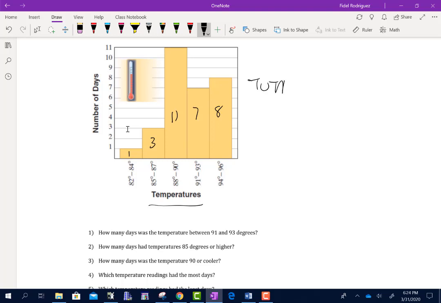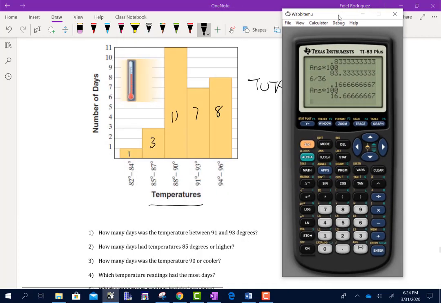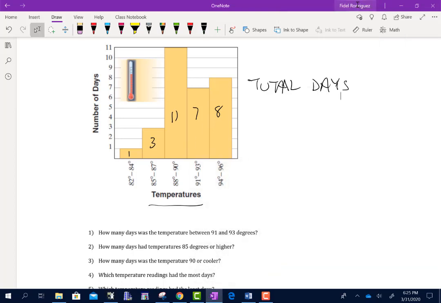So let's look for number 1, the total number of days. So I'm going to add those numbers together. I'm going to add 1 and 3 and 11 and 7 and 8. So 1 plus 3 plus 11 plus 7 plus 8. Oops, that's not an 11. Plus 7 plus 8 is 30. Okay, 30 days. So about a month, right? Okay. So now, let's start answering our questions.